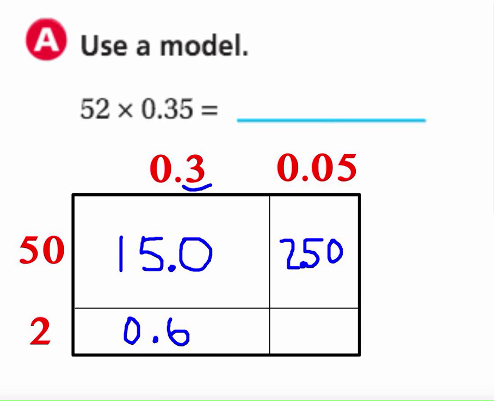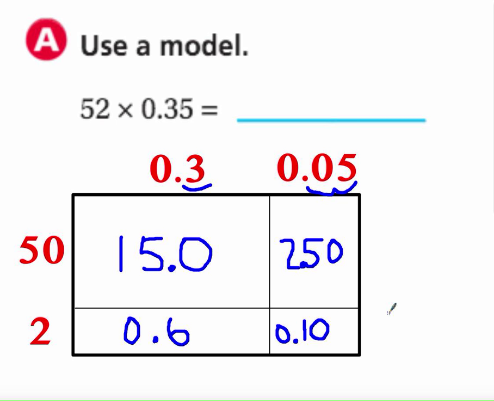And then the next one is 2 times what? 5. What's 2 times 5? 10. And how many spots am I going to bump the decimal over on this one? 2. That's right. 1, 2. So it'd be 0.1 or 0.10.